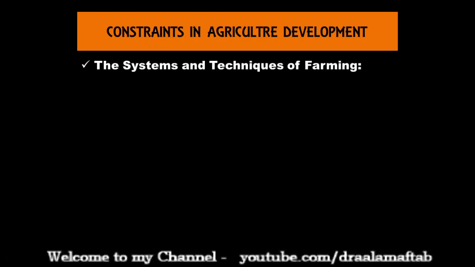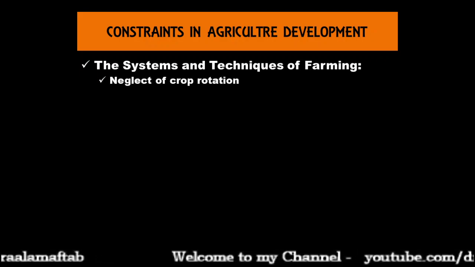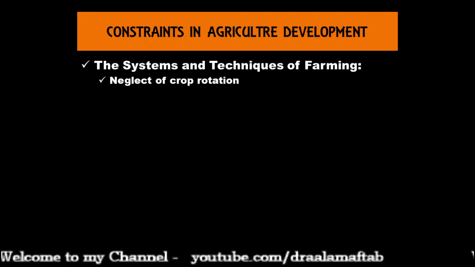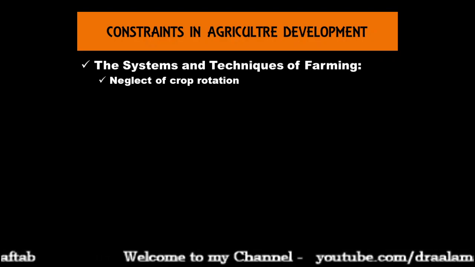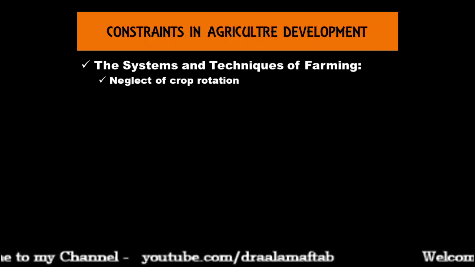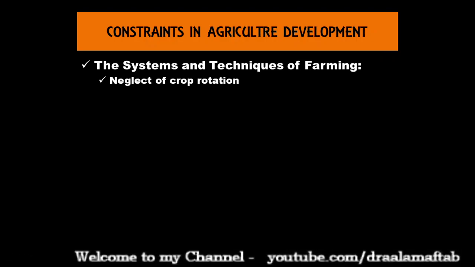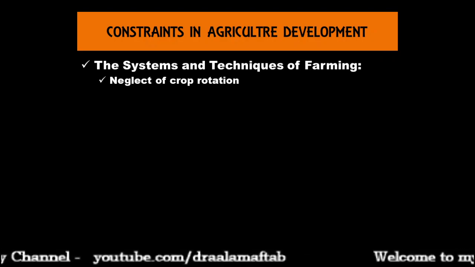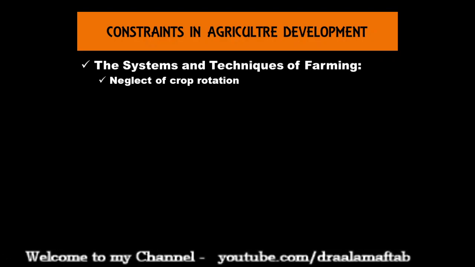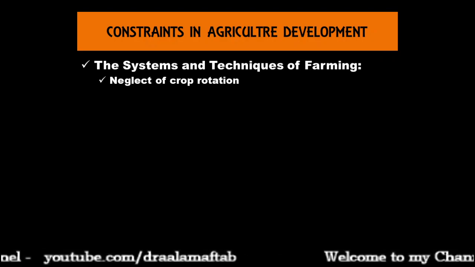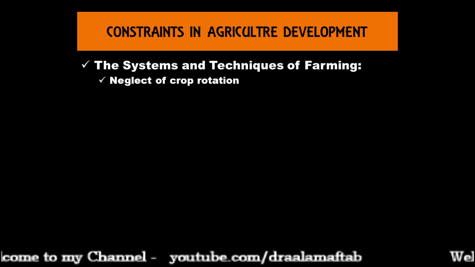The next point is system and techniques of farming in the agriculture sector. And under this heading, the first point is neglect of crop rotation. Successful conduct of agriculture operations depends upon a proper rotation of crops. If cereals are grown on a plot of land, its fertility is reduced to some extent. This can be restored if other crops such as pulses are grown on the same plot on a rotational basis. Most farmers in India are illiterate and do not understand this important point. Since they are not aware of the need for crop rotation, they use the same type of crop and consequently land loses its fertility considerably.